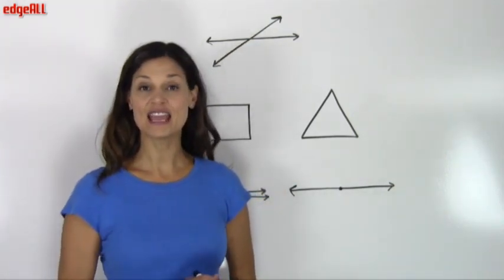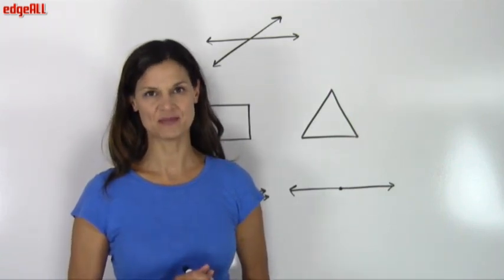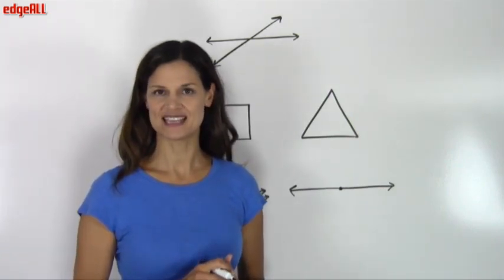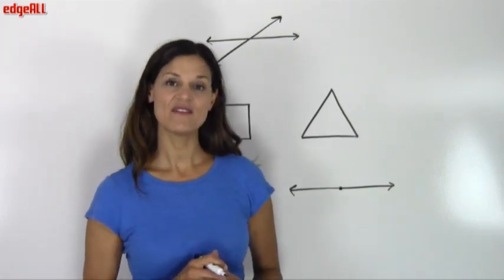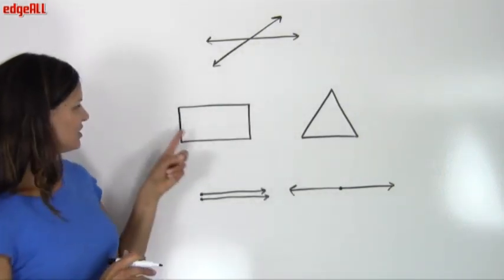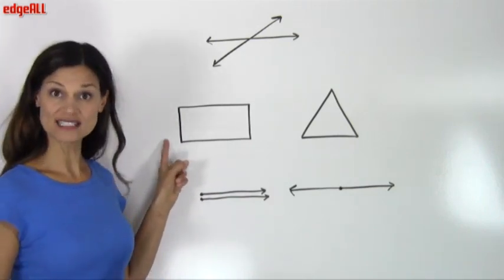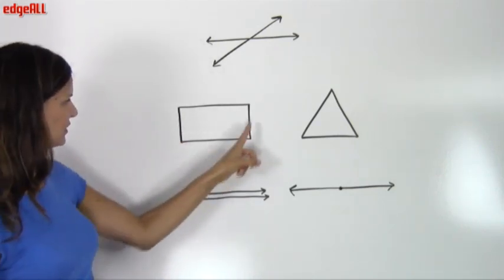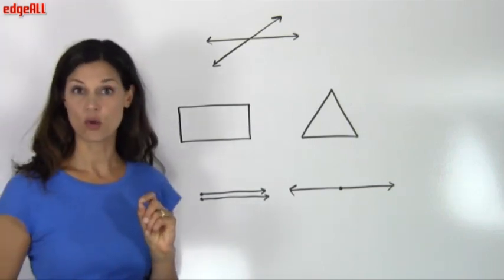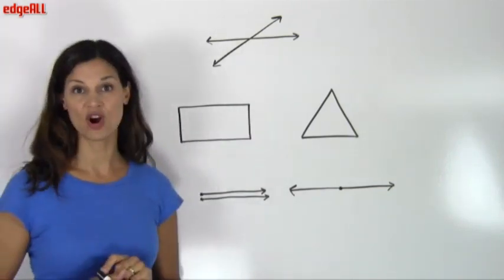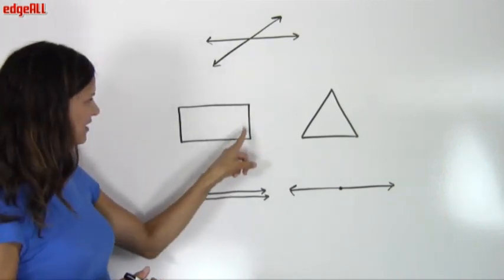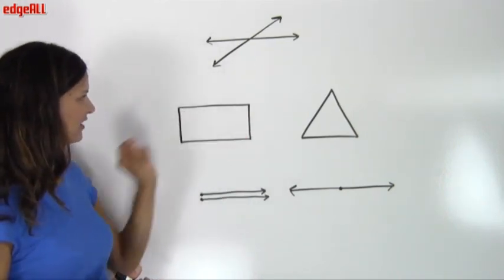Angles are very important in geometry. All shapes, except for circles, have angles. If you look at a rectangle, you'll see that it has 4 sides, 1, 2, 3, 4, 4 corners, 1, 2, 3, 4, and 4 angles. Here, here, here, and here.